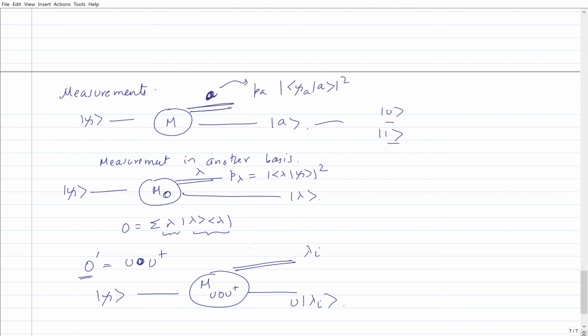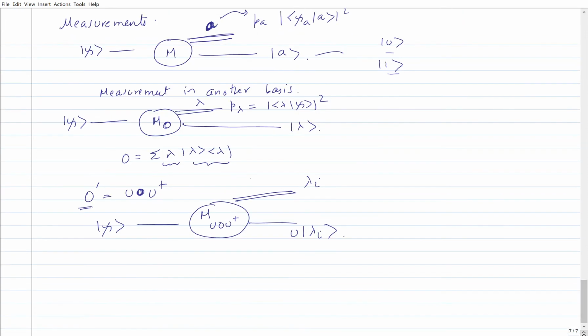Or what you can do is the following. You start with a particular state. Let's say you start with the, well, it's not going to be U of i over here. It's going to be U of lambda, some U of lambda of i. That's basically what you're going to measure. So that's one way to do it.